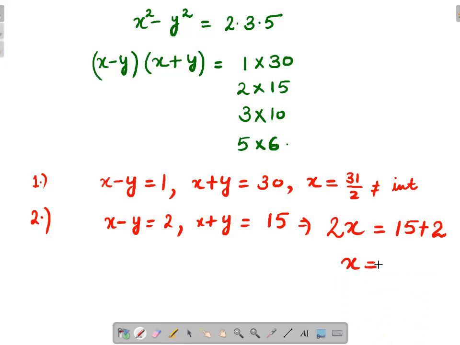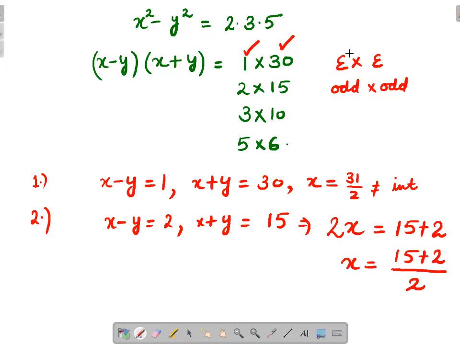So what will be the solution here? x is equal to (15 plus 2) by 2. So if we want x and y to be integers, these two numbers should either both be even or both be odd, because in these two cases only, the addition of these two numbers will always be even. Then only will we be able to divide it by 2.